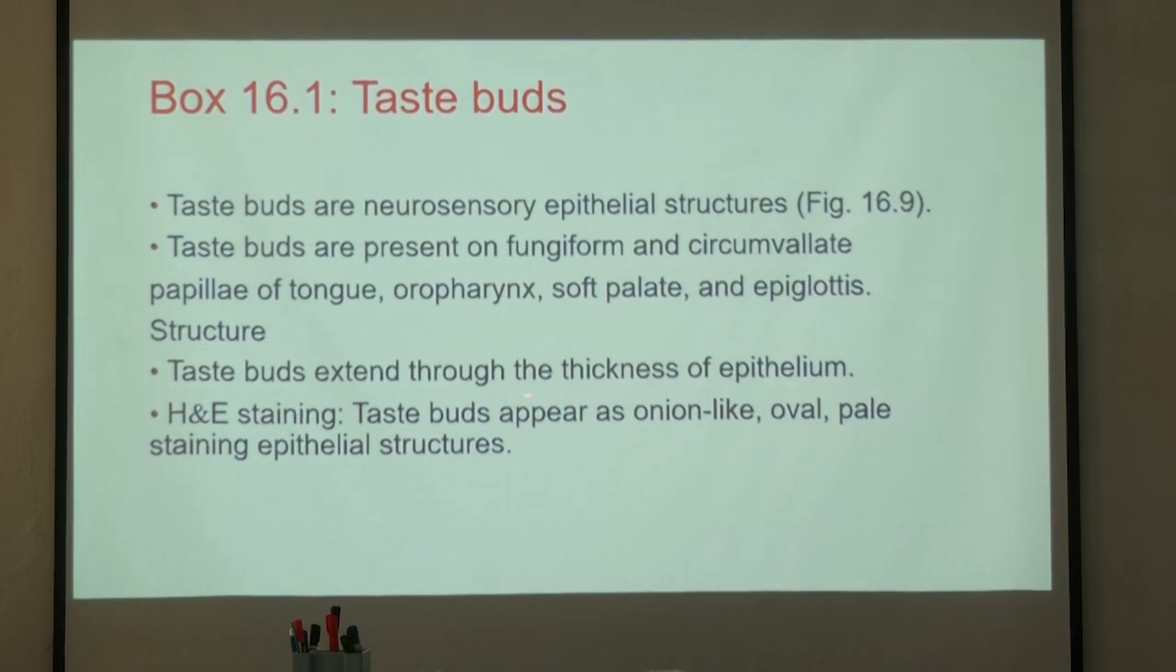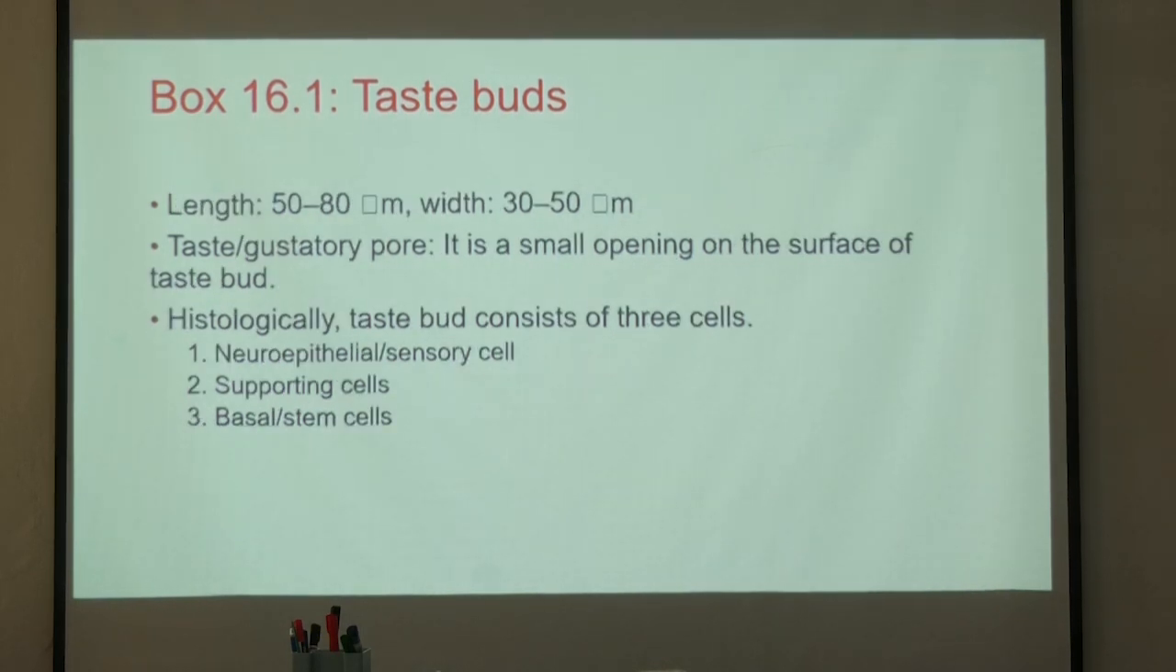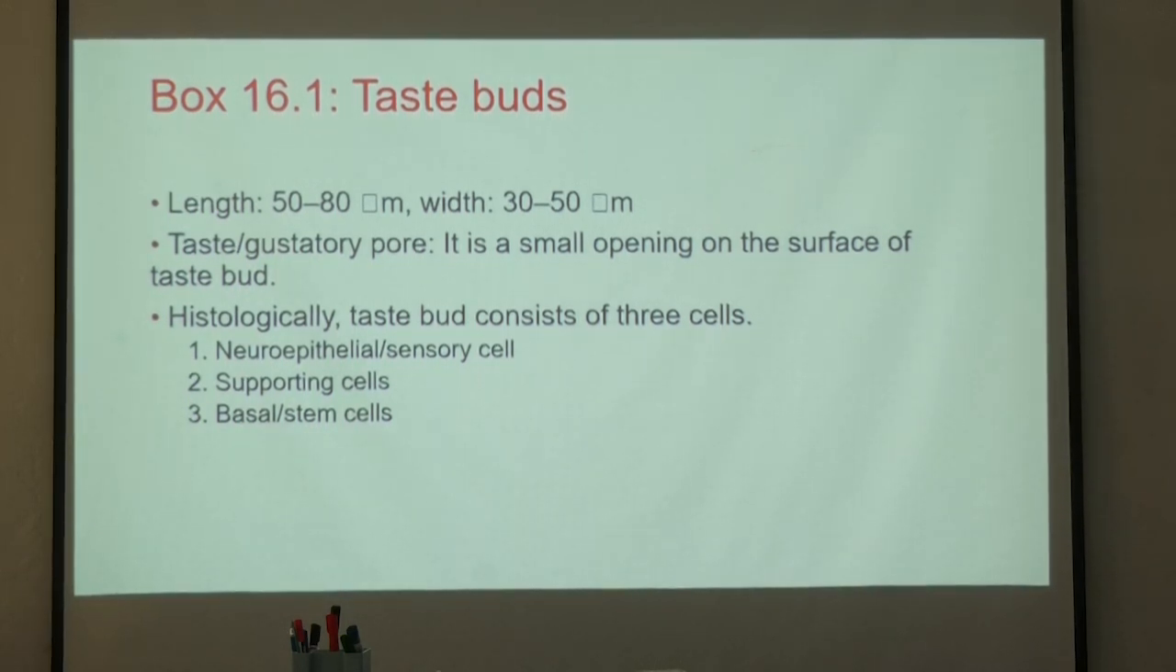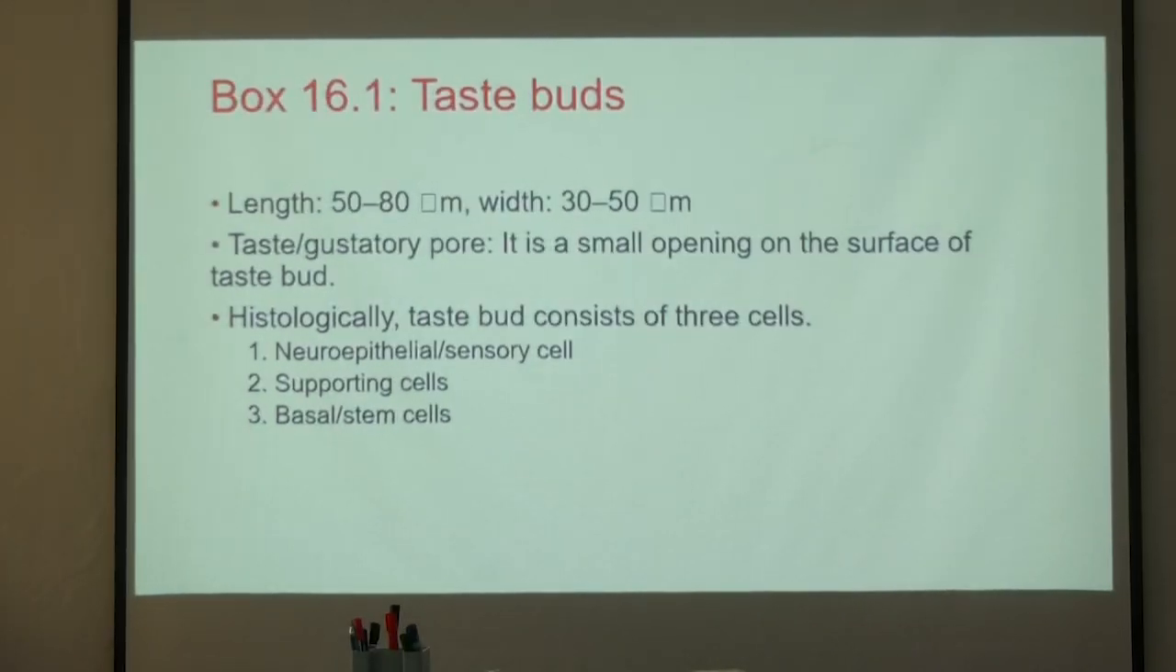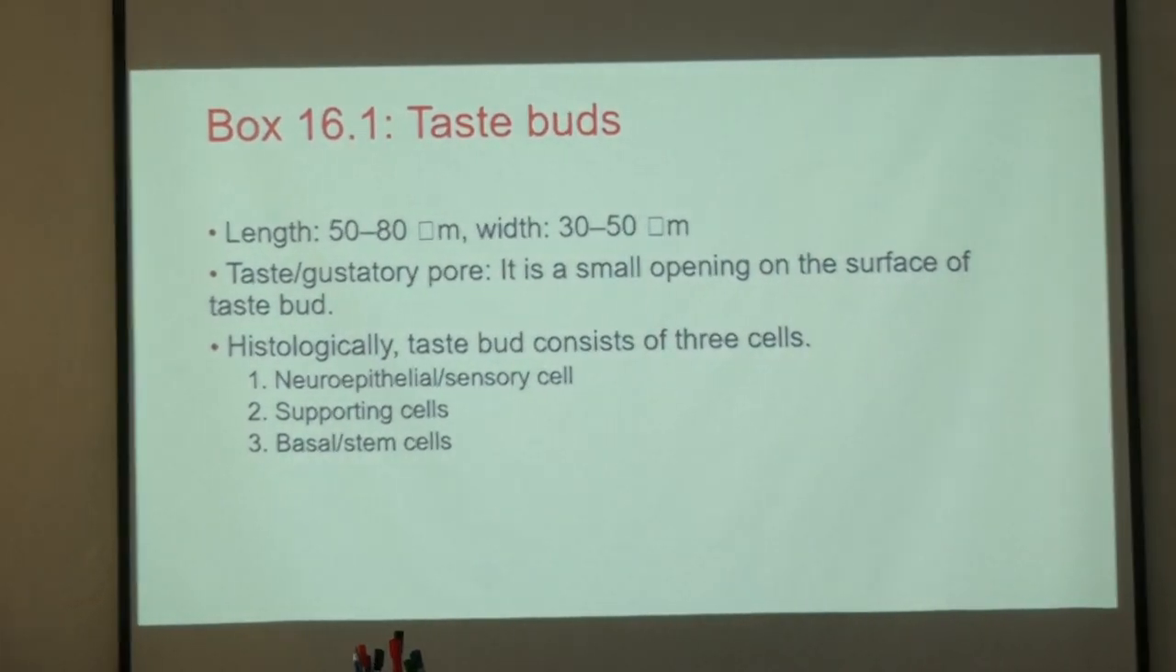The structure is that the taste bud extends through the thickness of the epithelium. With staining, taste buds appear as onion-like oval structures in the epithelium. Functionally, the taste bud has three kinds of cells: sensory cells, supporting cells, and basal cells. Without a special stain you can at least identify the portion where it is.